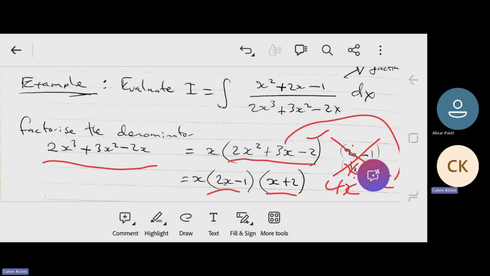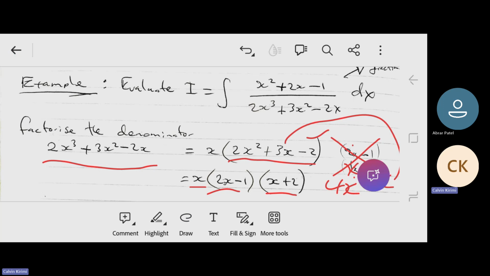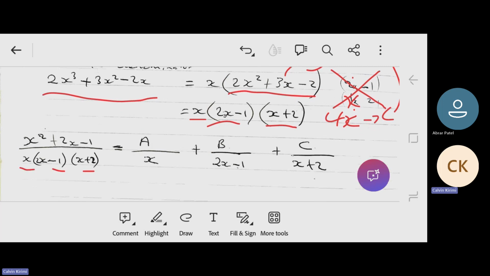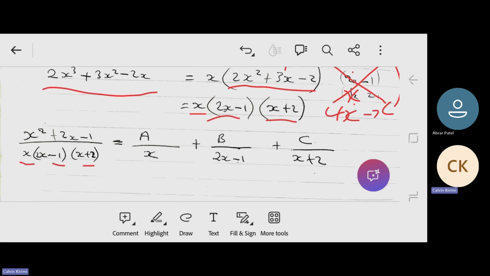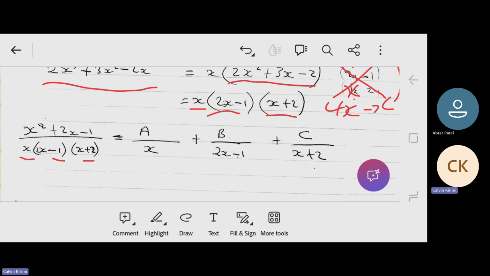Then from here, once we have factorized the denominator, now we have to express each and every term of these denominators, which we have found here. So we are going to split into different fractions having this denominator so that we can integrate easily. So when you use our formula here, we are going to say that the numerator that we are having here is x squared plus 2x minus 1.